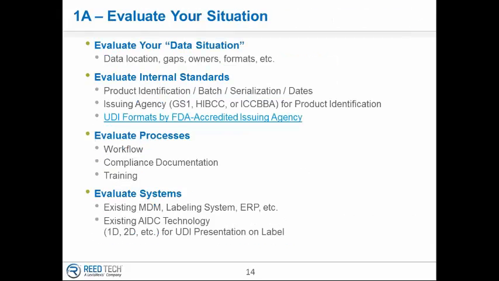As you're looking more into your situation, one of the tough things that I see with our clients is, where do I get the data? That's a huge analysis effort that has to happen up front to understand where the data is in your organization. Do you have any gaps? Are there owners of that data? What format is that data being stored in, et cetera. Also look at any internal standards you may already use. With the UDI, there are different issuing agencies you can utilize, and maybe you're already using GS1 GTINs, or maybe there's nothing in place yet, so evaluate those standards.